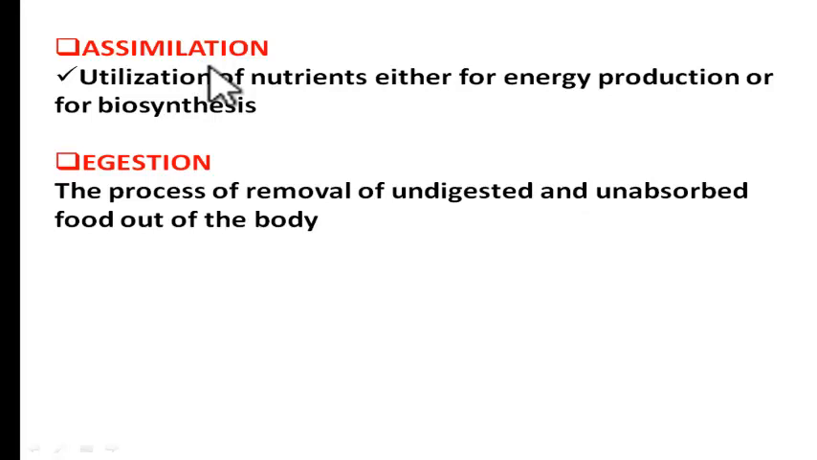Now where are the nutrients now? Nutrients are in blood. Blood will take these nutrients to every cell of the body, and inside the cell utilization takes place. Means our cells may use it for energy production or for any biosynthesis, right? So the utilization of nutrients inside the cells is assimilation. Next, the last step is egestion. What is egestion? Expulsion of undigested waste from the body is egestion.